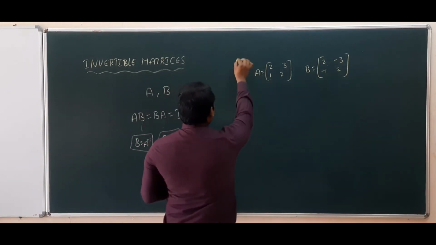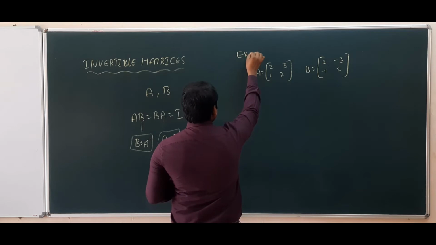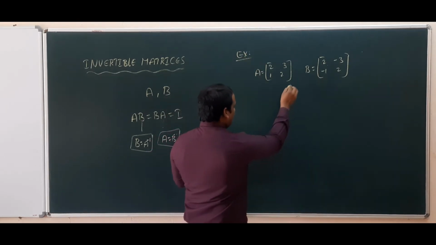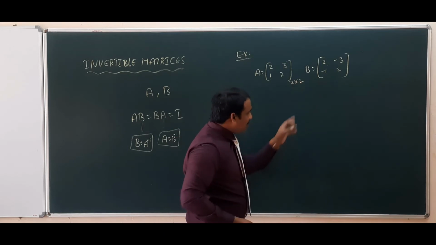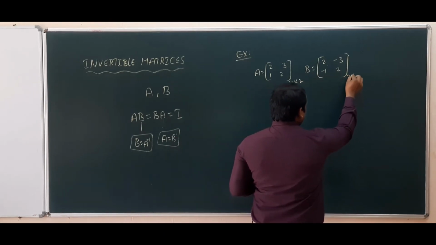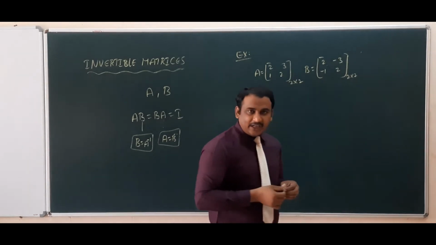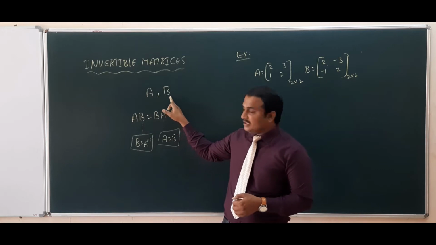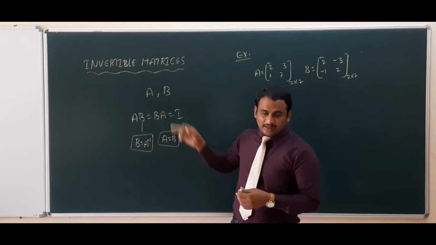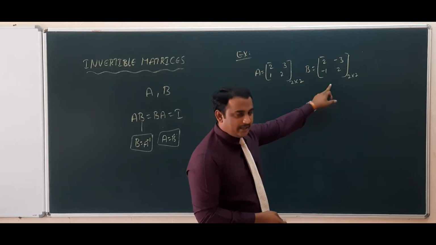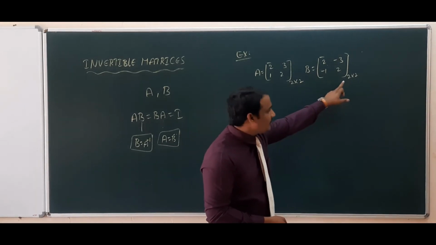Here, example. Now I am taking A as a square matrix of order 2 by 2. Next, B matrix I am taking as a square matrix of order 2 by 2. See what is the condition I said here? A matrix and B matrix both are square matrices of order n or m, you can take. Here also I am taking A matrix and B matrix both as square matrices of order 2. Here also the order is 2.